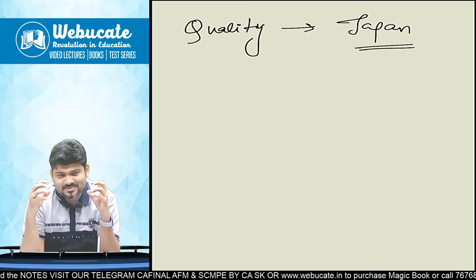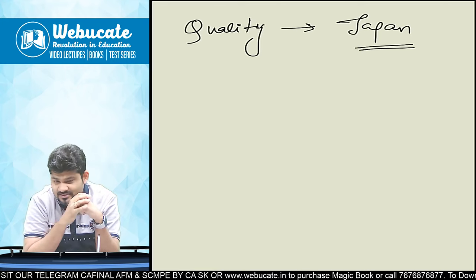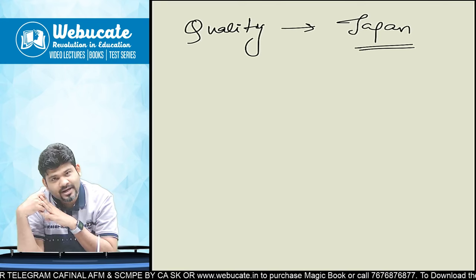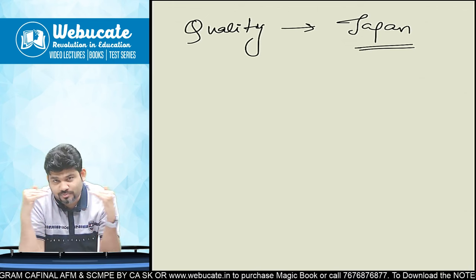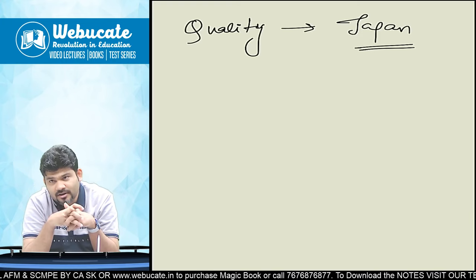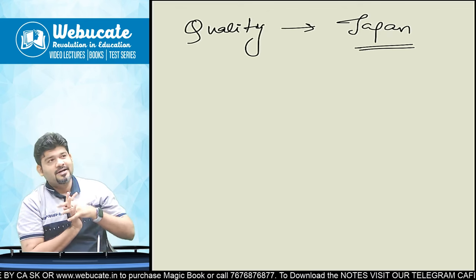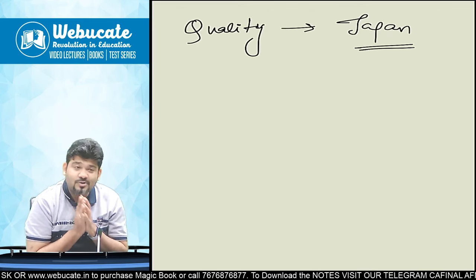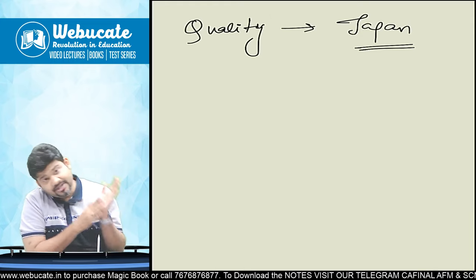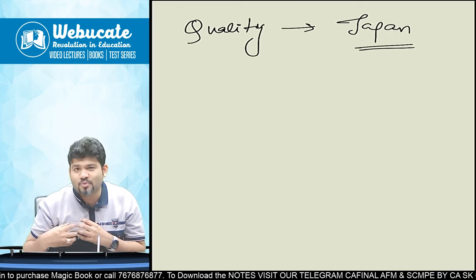After this bombing of Hiroshima and Nagasaki, America said, see, you bombed us once, we bombed you again. Hisab 0-0. Balance, settle down. Now, let's be friends. Now, let's help each other. So, a lot of American economists and a lot of American quality specialists went to Japan to ensure that they are able to teach them quality.